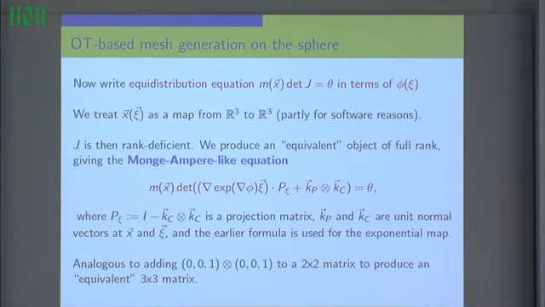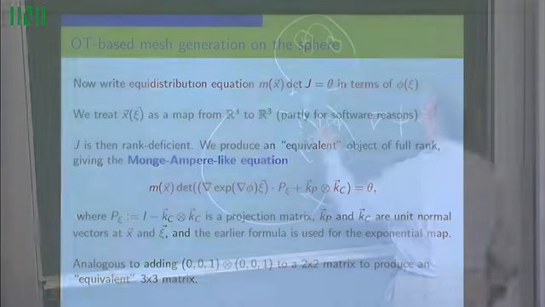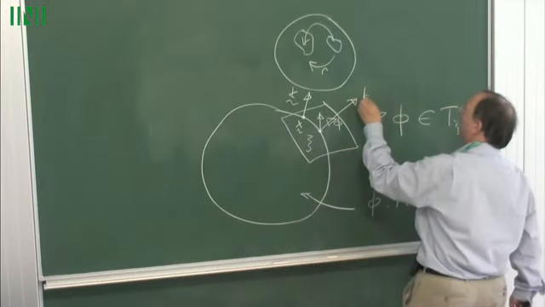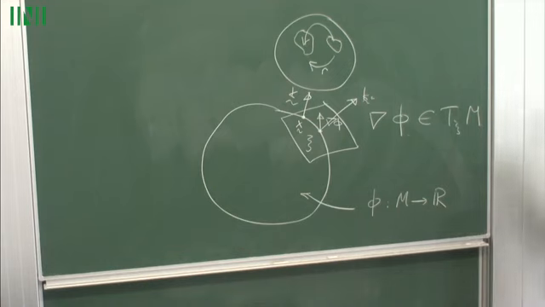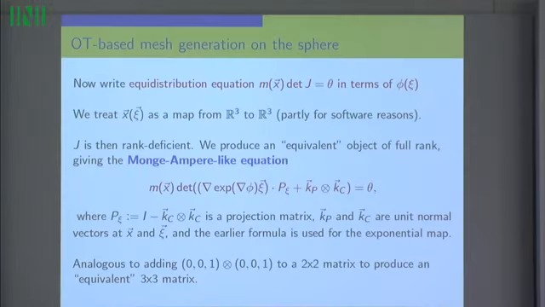What are KP and KC? These are the unit normals in these two directions. So KP is that, and KC is that. And this tensor product is like KC times the transpose of KC? Yes, that's right.